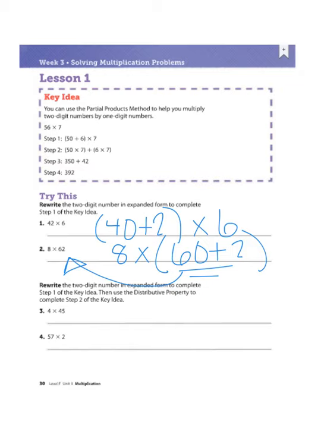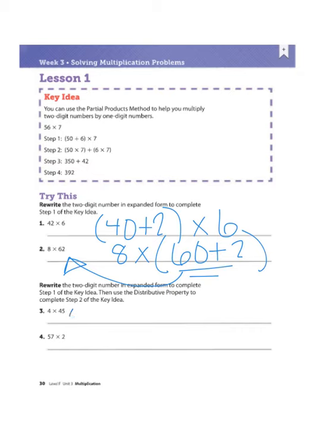For number 3 and 4, we're going to rewrite the two-digit number in expanded form to complete step 1 of the key idea, and then we're going to use the distributive property that we learned about in lesson 4 from last week to complete step 2. So now we're going to be working on step 1 and step 2. For number 3, 40 times 5, so I have to do step 1 first.